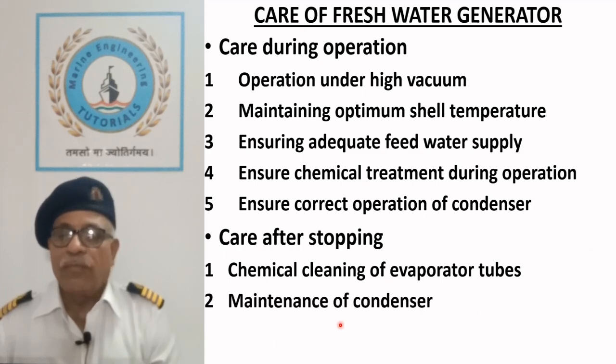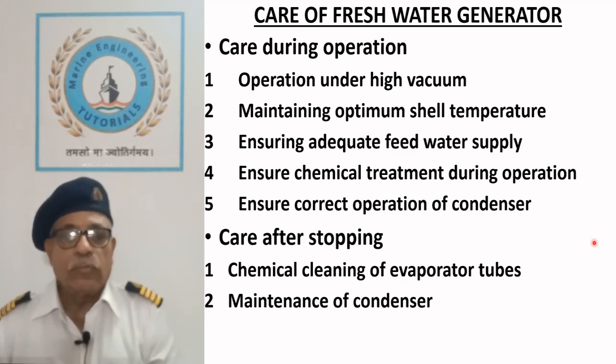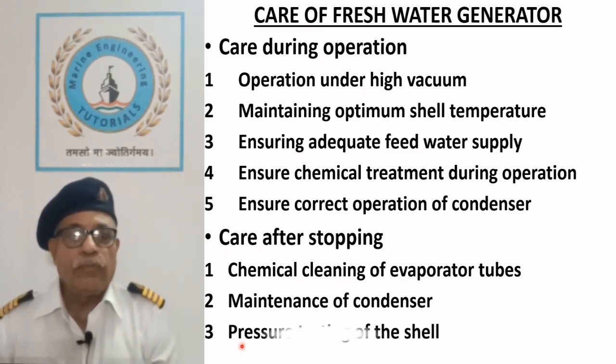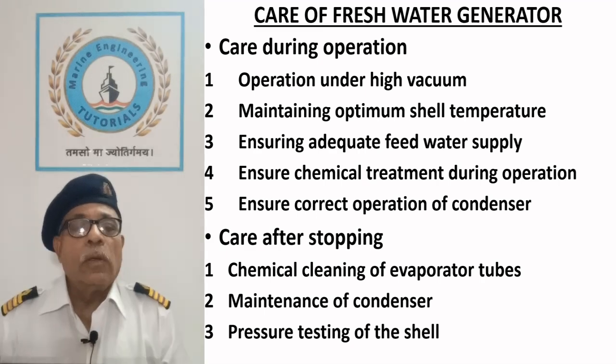Maintenance of condenser. When the performance of condenser drops, tubes should be cleaned and zinc anodes in the water boxes should be renewed if found used up. Pressure testing of the shell. Freshwater generator should be pressure tested when necessary to check for any leaks in the system.